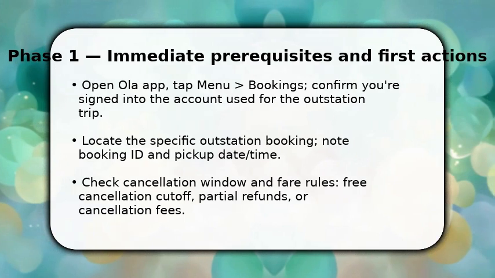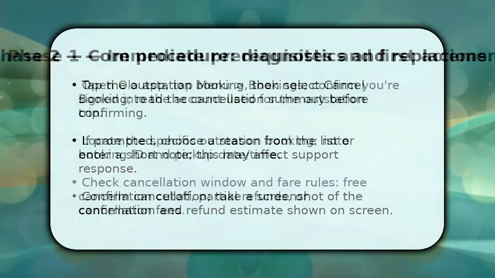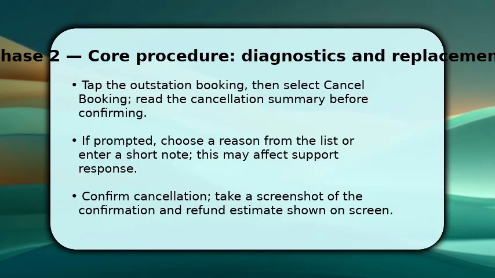Now tap the Outstation booking entry and choose Cancel Booking. Ola shows a cancellation summary. Read it carefully so you understand the charge and refund estimate.